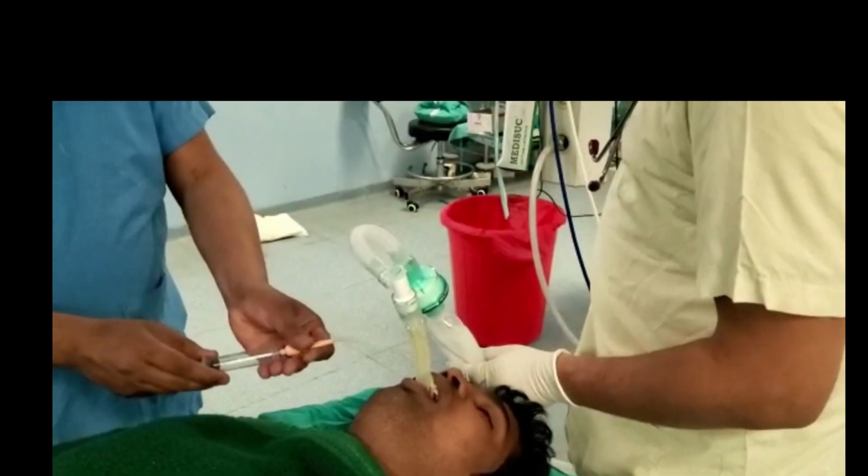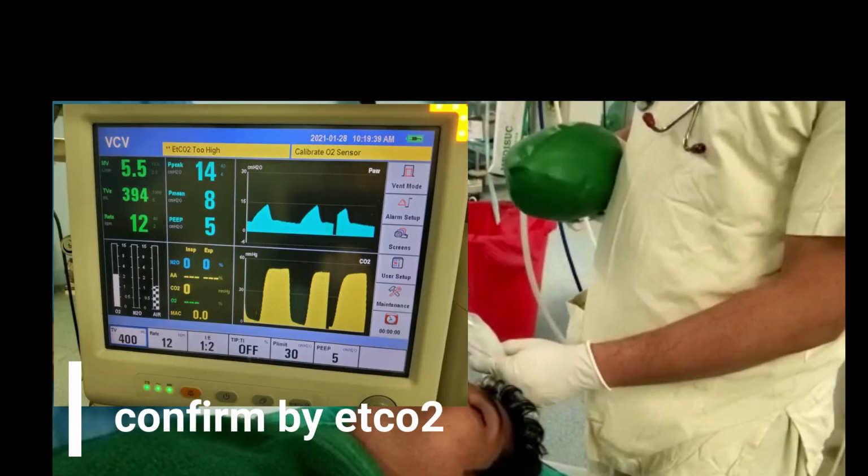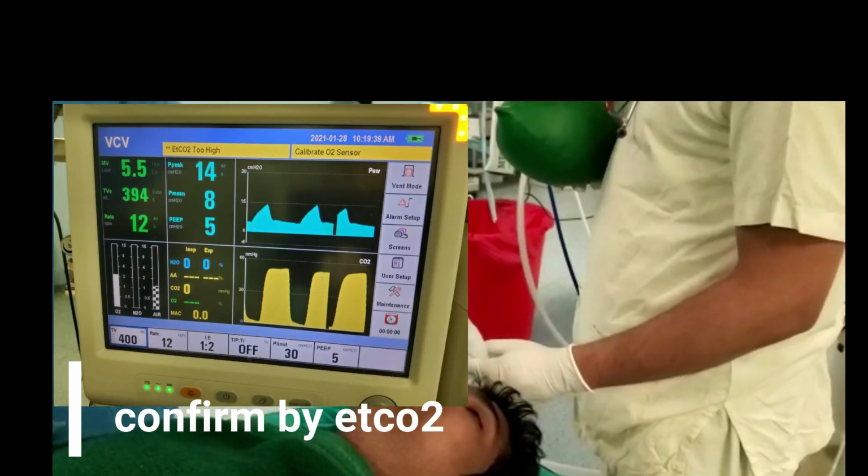For confirmation, look for the chest rise and confirm with ETCO2 capnography.